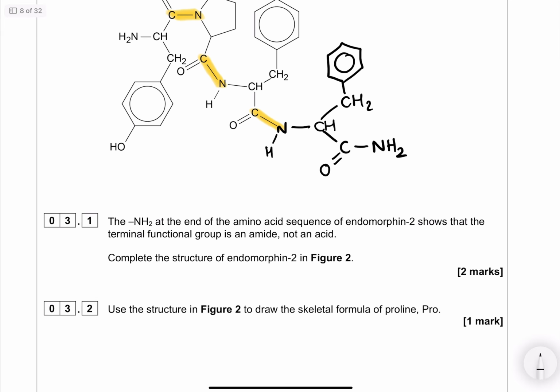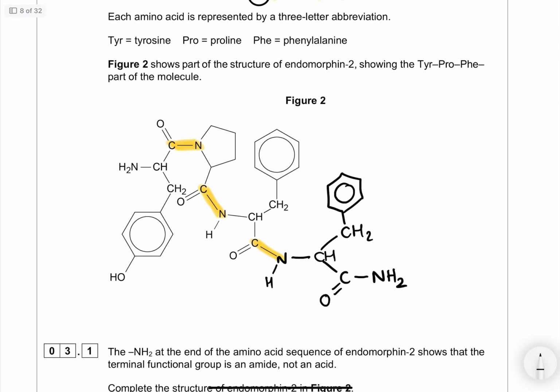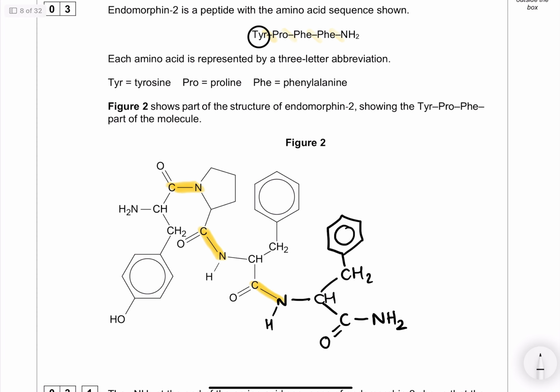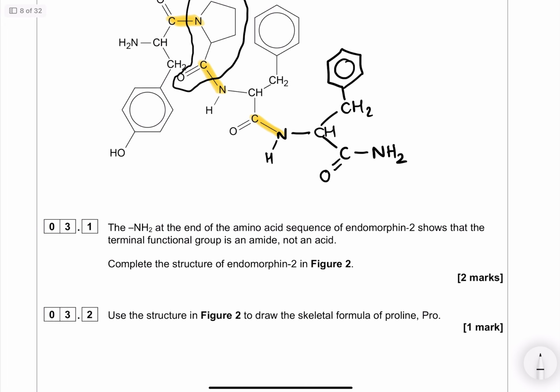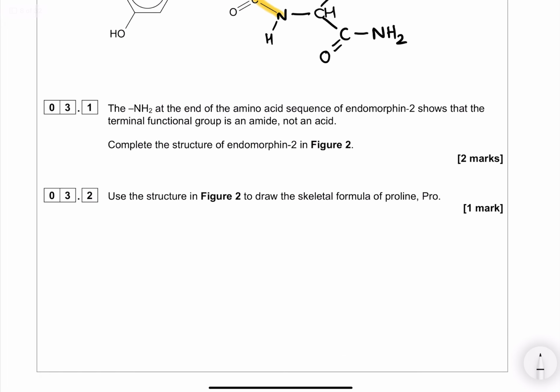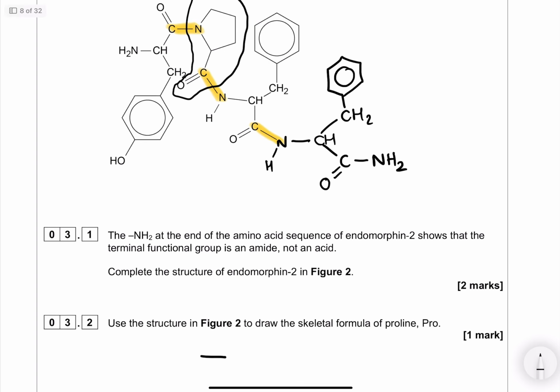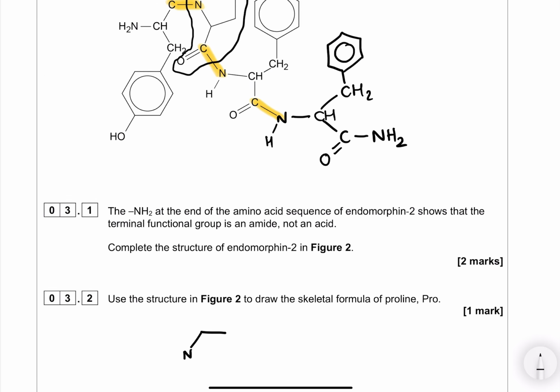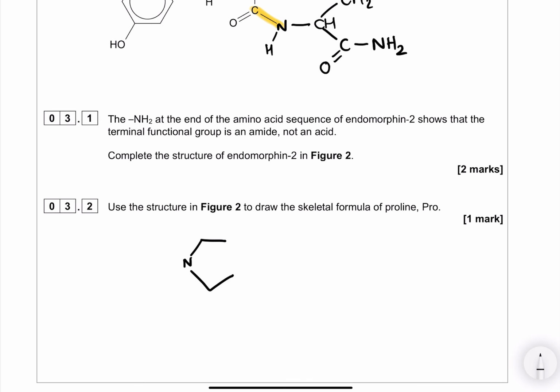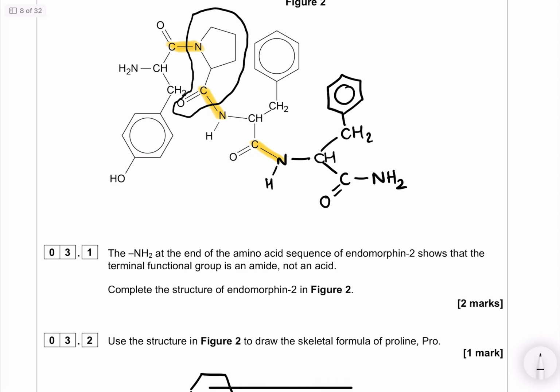Use the structure in figure 2 to draw the skeletal formula of proline. So we need to go back and find proline, the second amino acid along. So proline is this bit here. I need to copy that and make sure I do it all as skeletal, so lose some of those atoms that are shown. If I just copy it to start off with, I can always do some rubbing out. You can use pencil in the exam and rub it out, and then go over it in pen at the end.